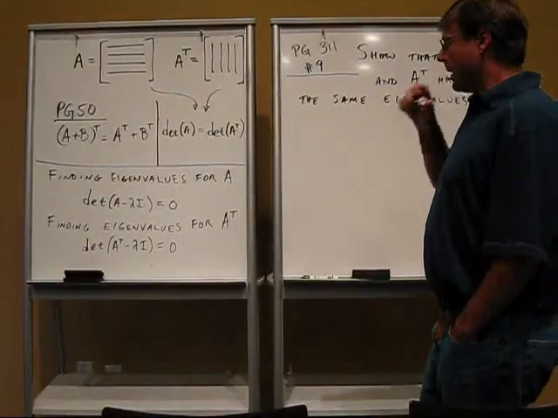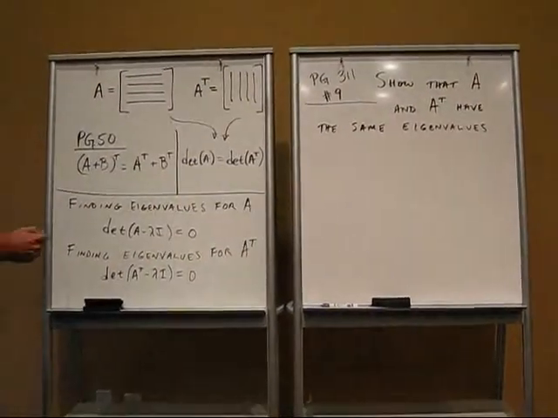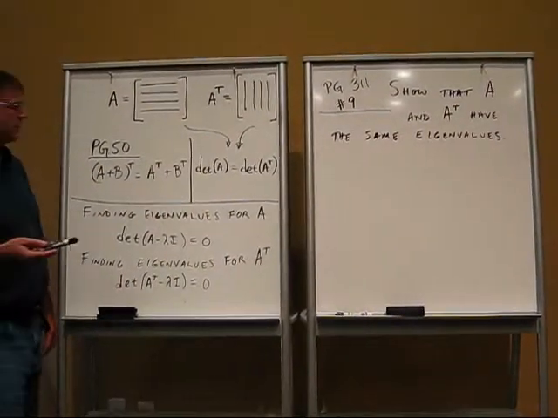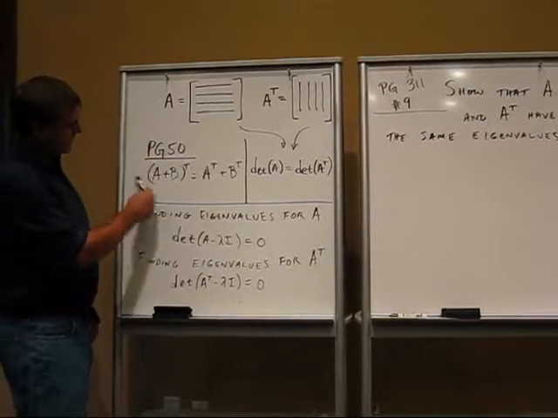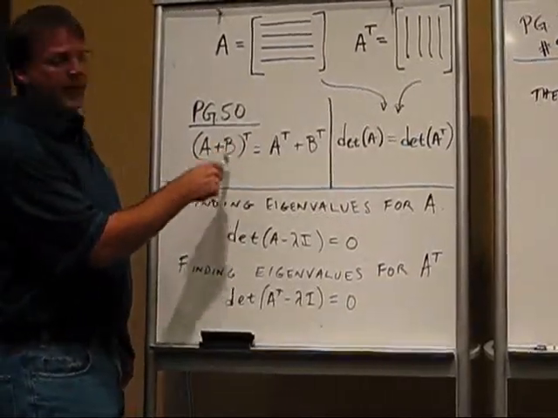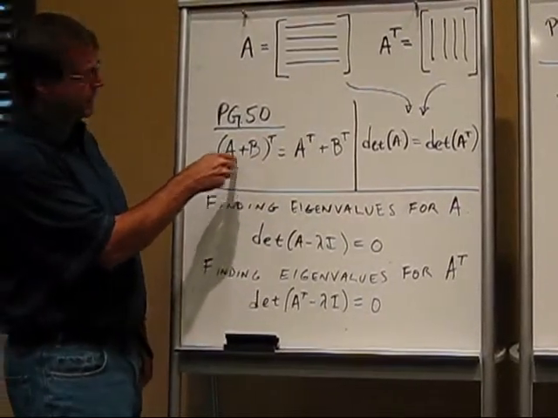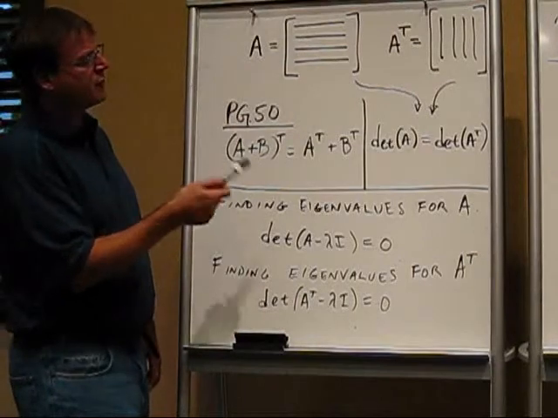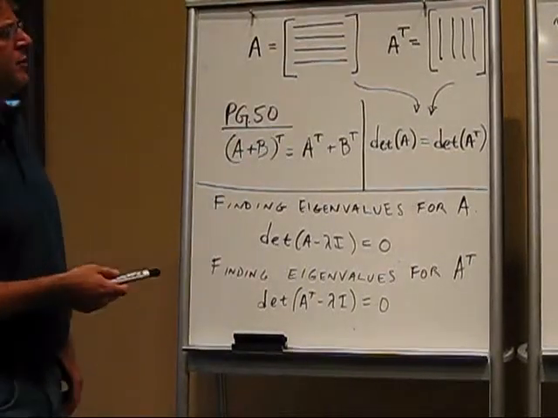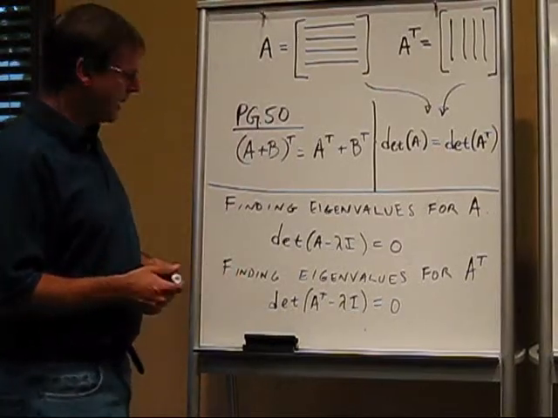One thing is you look back in the book and find the section on transposes. And in this section, on page 50, there's a list of some attributes that transpose has. This is one of them, and we'll be using it, but I put it up there. But this is the kind of research that you need to do before you do a proof. Go find out all the information you can about transposes.